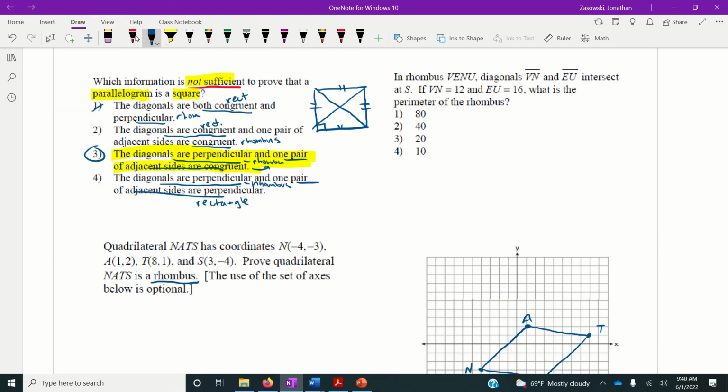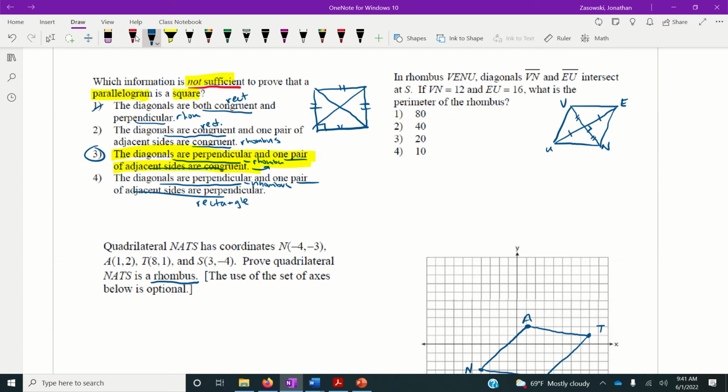And the last one, draw yourself a picture again. So we have a rhombus. So all sides are going to be equal. So try to draw something that looks like a rhombus. V, E, N, U, so just go around in a circle, labeling them. And we have the diagonals drawn. And remember, the diagonals in a rhombus are perpendicular. And they bisect each other because it's a parallelogram.